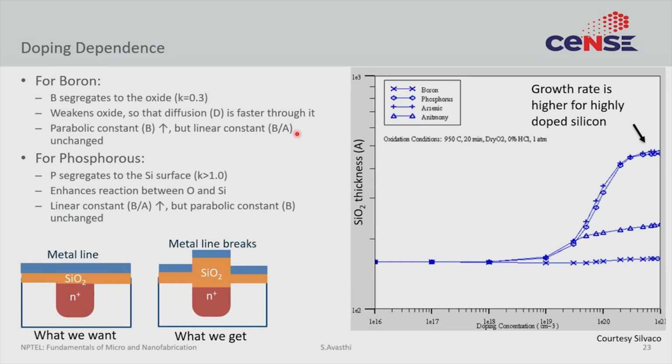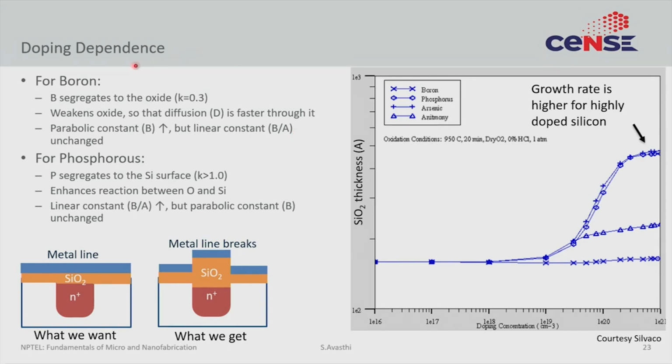So, if the reaction rate increases, then the linear constant would increase and the parabolic constant will remain the same. And if the linear rate increases, then again you will get an enhancement in the growth rate. And it turns out that phosphorus has a stronger effect than boron, which is what leads to that.